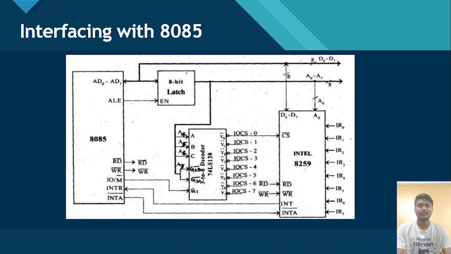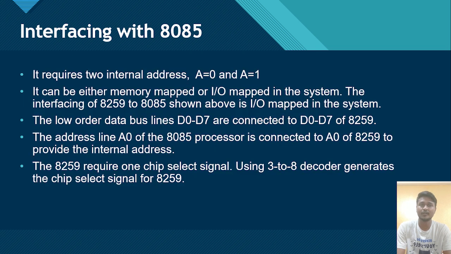Now let's see interfacing of 8259 with 8085. So here we can see what we need. We need an 8085 along with an 8-bit latch and a 3:8 decoder and an Intel 8259. So now we can see that it requires 2 internal address lines, A0 and A1. It can be either memory mapped or IO mapped in the system. The interfacing of 8259 to 8085 shown above is IO mapped in the system. The low order data lines D0 to D7 are connected to D0 to D7 of 8259.